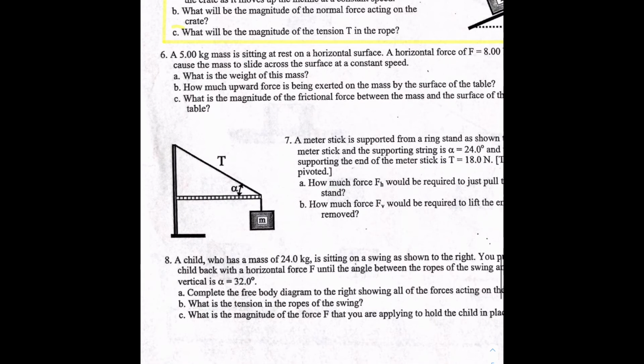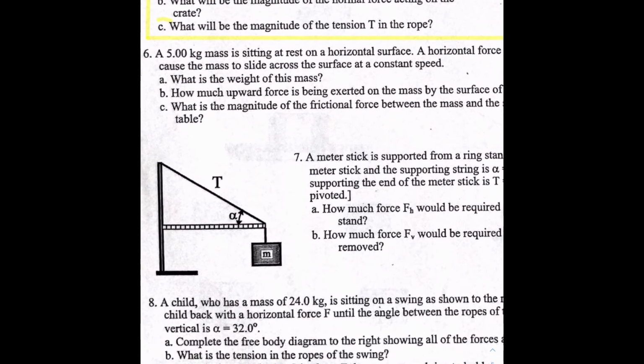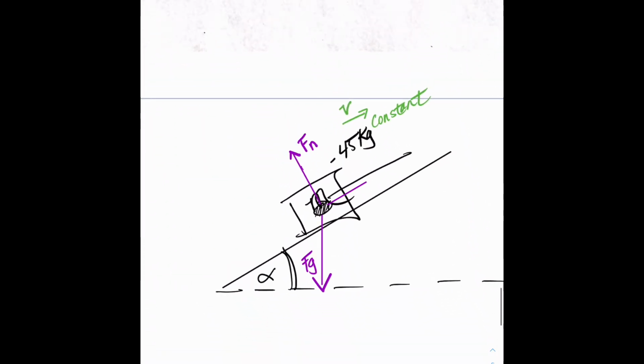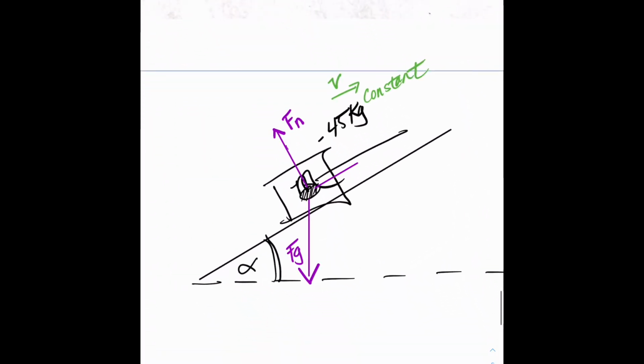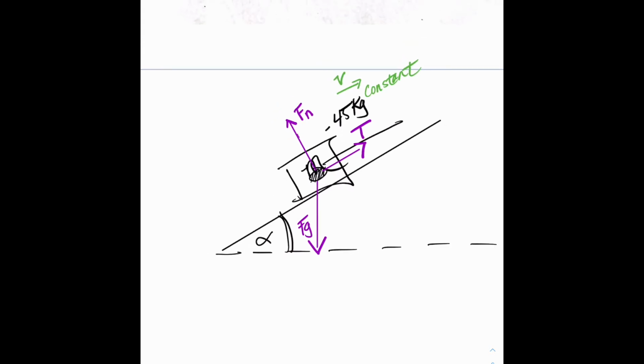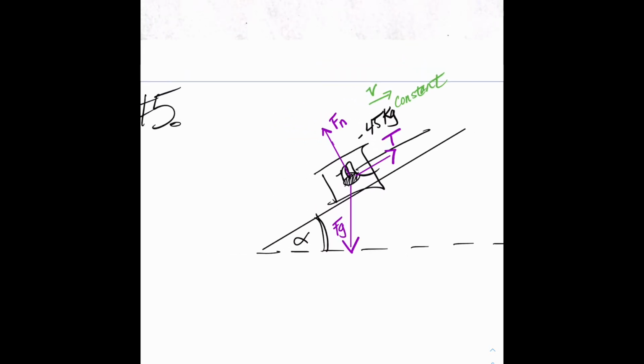Okay, they do ask in question C, what will be the magnitude of the tension in the rope? So, like I said, I'm just going to call this tension. That's pretty much the norm. Anytime you get a pulling force from a rope, you just call it tension, which is represented by the symbol big T. Okay, so there are 3 forces, and we're good. This is part A. This is our free body diagram.